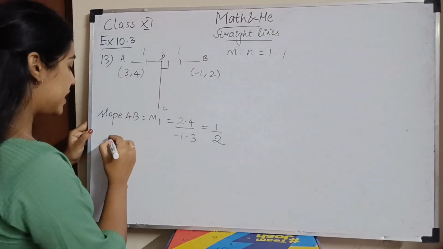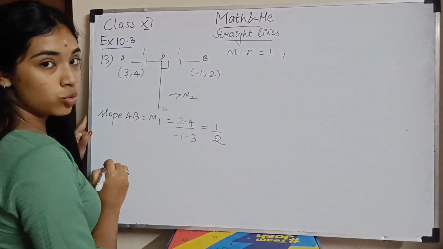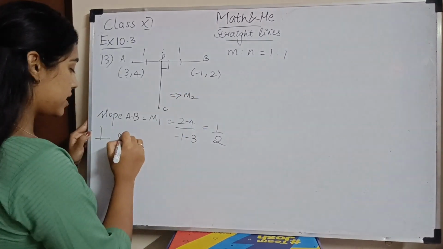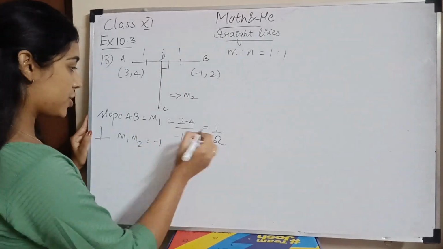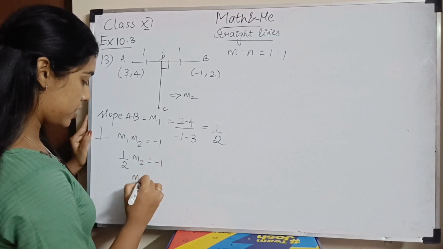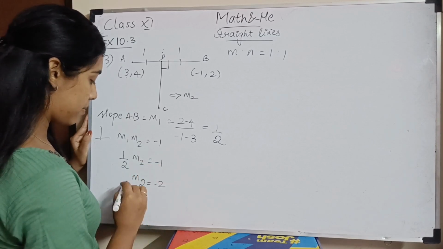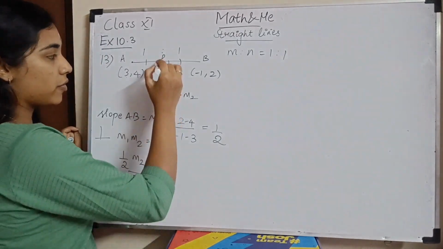What is the slope of CD? Let the slope of CD be m2. We know that for perpendicular lines, m1 times m2 is minus 1. So what is your m1? Half times m2 equals minus 1. Your m2 is minus 2. So now you have the slope of this particular line.